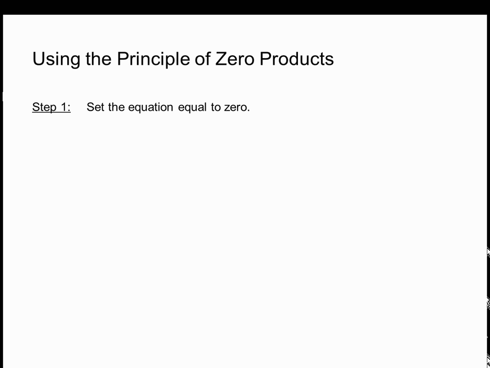Step 1, set the equation equal to 0. Now oftentimes this is done for you, but it isn't. Do that as your first step. Set the equation equal to 0. Also contained inside of this is write the equation in correct order, decreasing powers of x. Make it look like ax squared plus bx plus c equals 0.